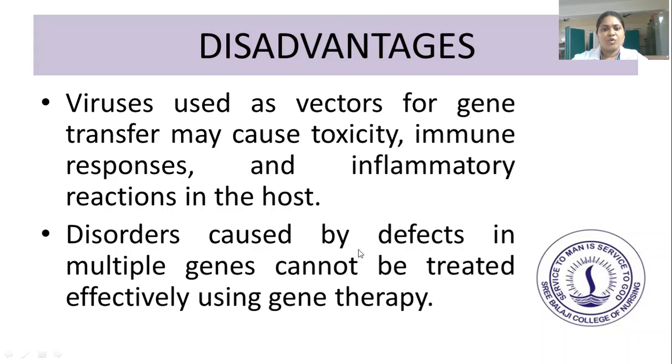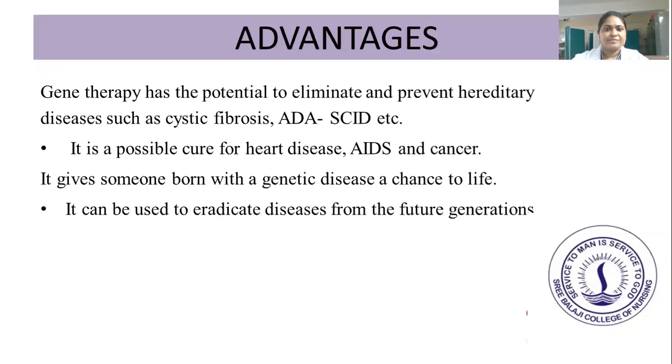The disorders caused by defects in multiple genes cannot be treated effectively with gene therapy. For example, if multiple genes are defective, we are not able to treat with gene therapy. Either one or two defective or missing genes can be treated with gene therapy, like in liver cancer. But if multiple genes become defective, it is very difficult for gene therapy to succeed.